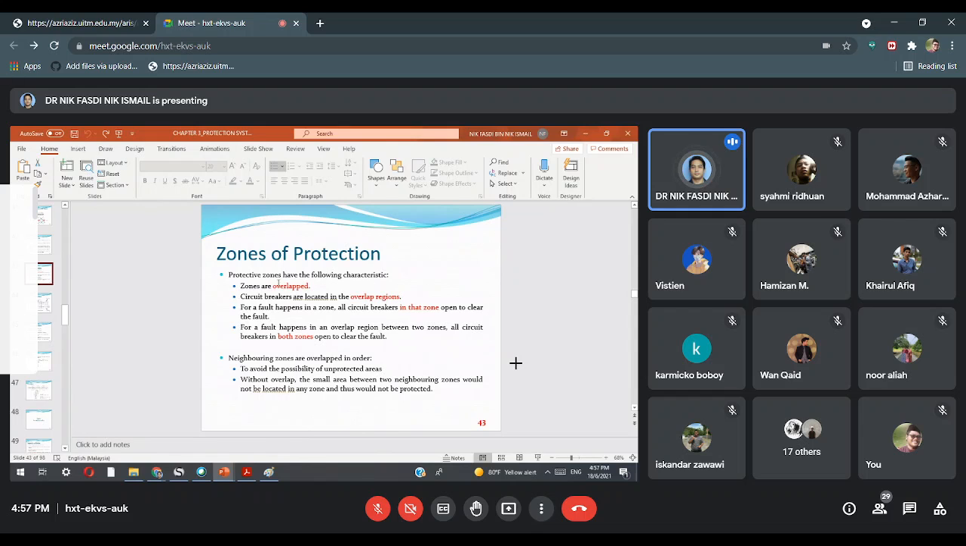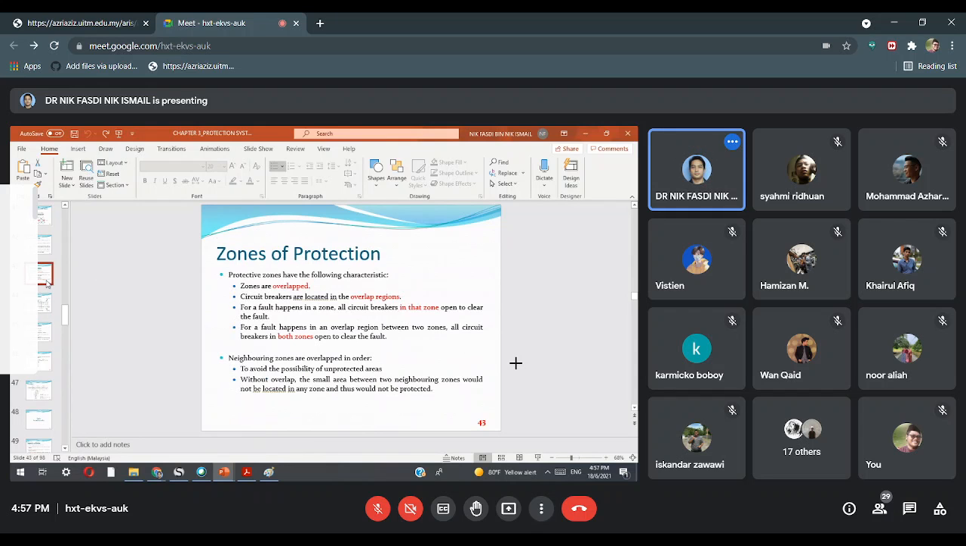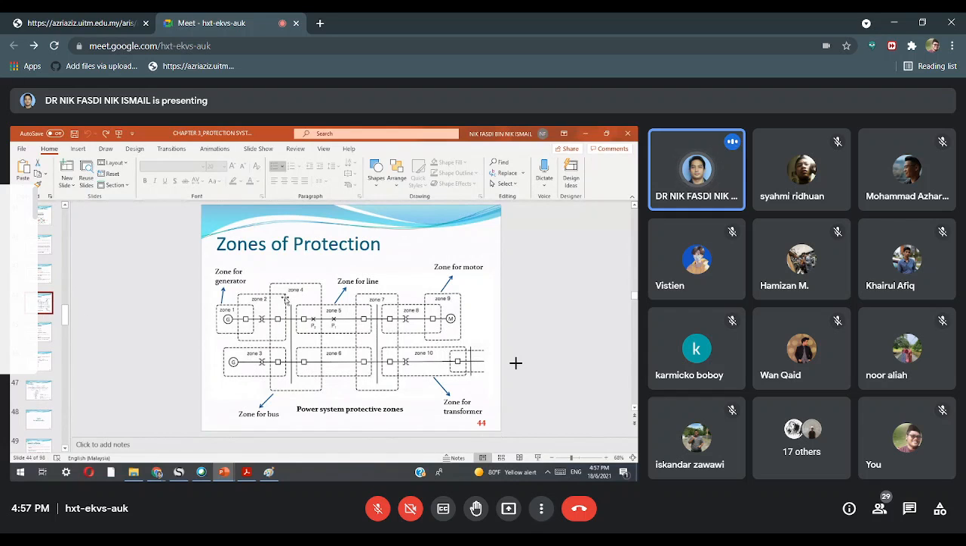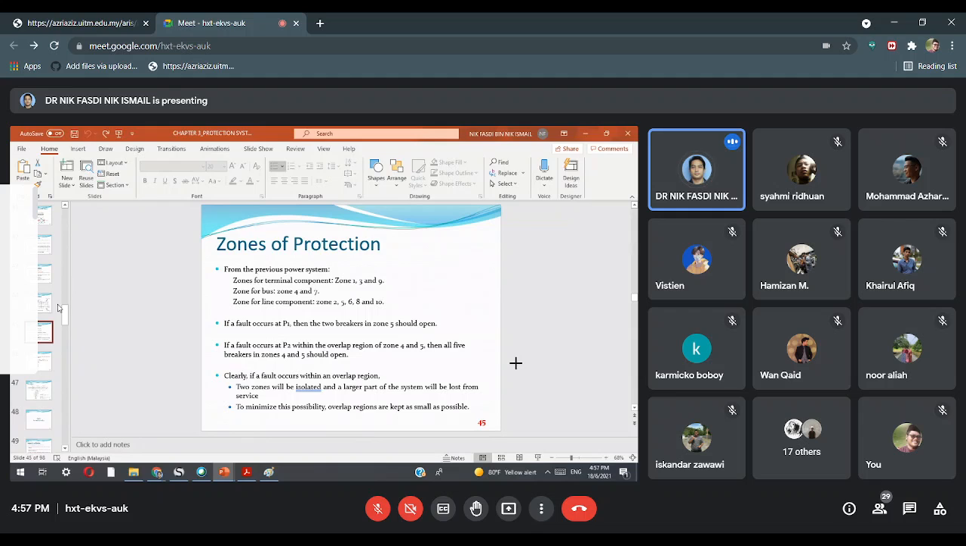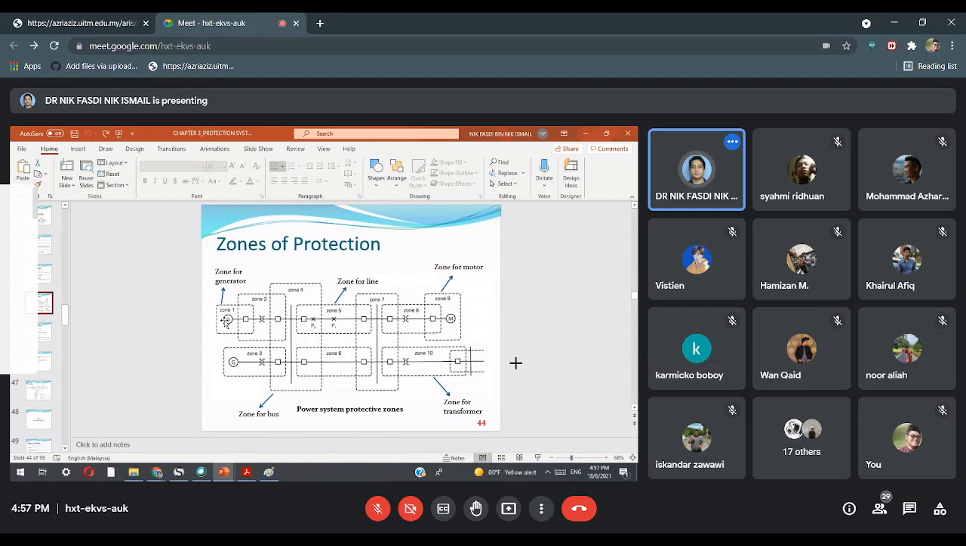Okay, protection zones have the following characteristics. Zones overlap. Yes, zones overlap. Each zone will overlap. Circuit breakers are located in the overlap region. Circuit breakers must be in the overlap region. Do not leave them outside, because we want to turn the fault on and off. Then when a fault happens in a zone, all circuit breakers in that zone open to clear the fault. If it happens somewhere here, for example at P1, all the breakers here will open. They directly open and isolate the fault. Okay.